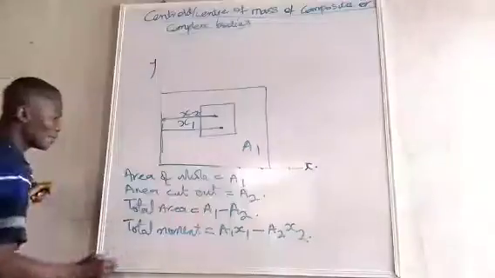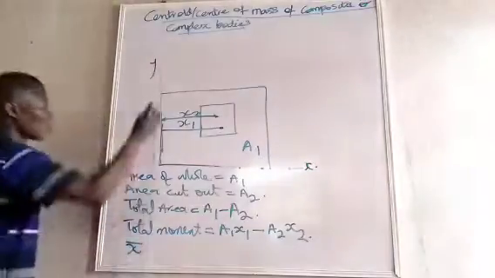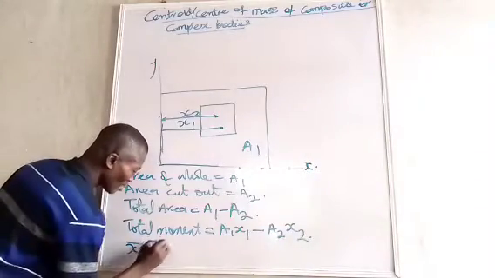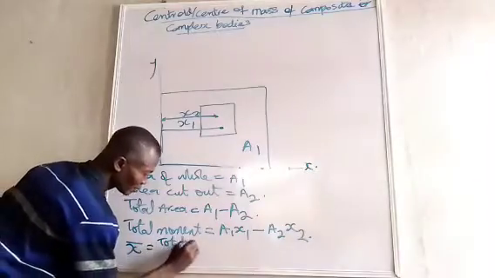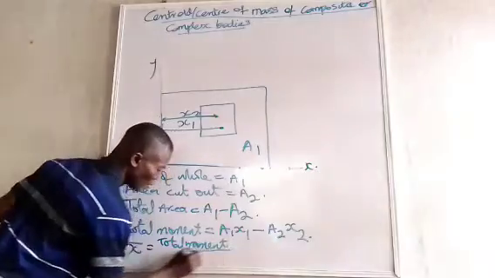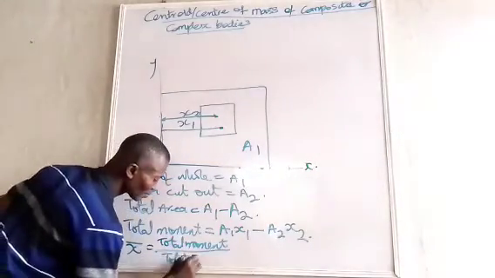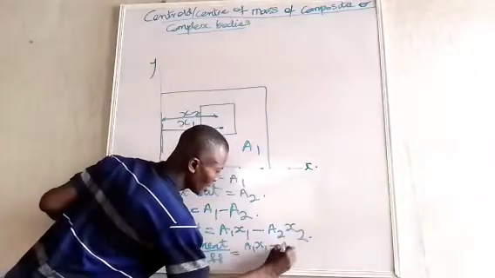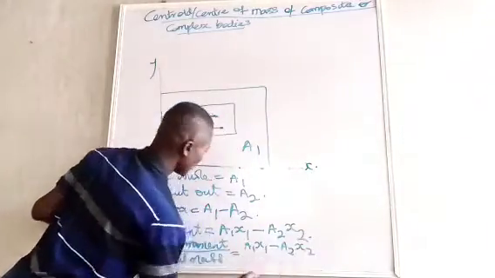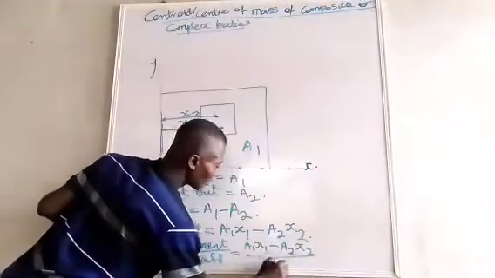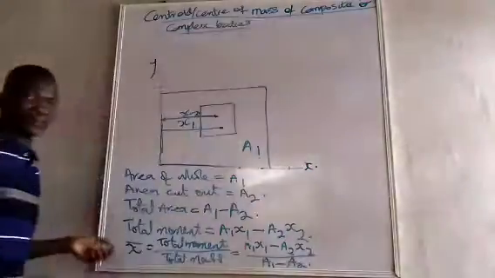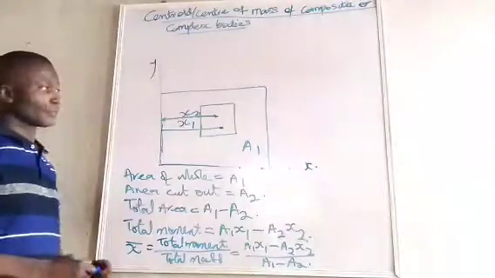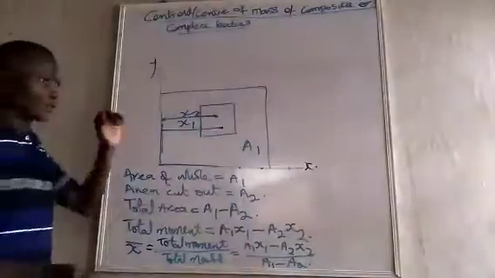Then our centroid of the whole remaining shape will be equal to total moment over total mass, which will be equal to A1 x1 minus A2 x2 divided by A1 minus A2. So that is all. Just know this. You can do any composite shape. You'll be able to undo this for it.